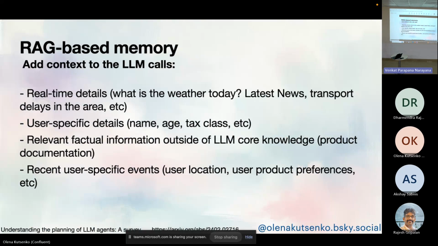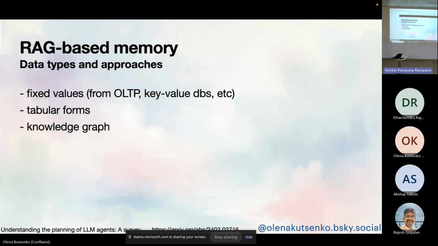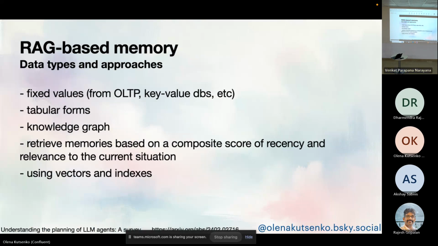Any recent user-specific events, for example, on a shopping website, you are observing the actions of the user, what exactly they were looking at, what kind of products they were trying to buy, and so on, so that you can use it maybe for some recommendations. So these are the use cases where retrieval-augmented generation is often used. And the type of data which we can have is plentiful.